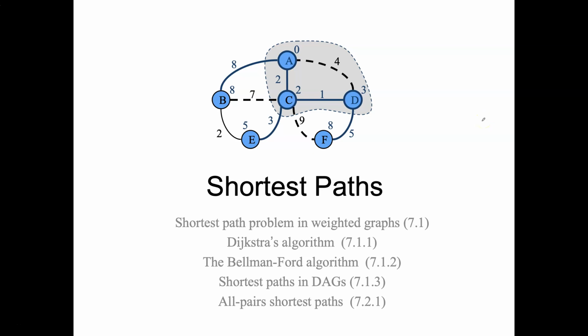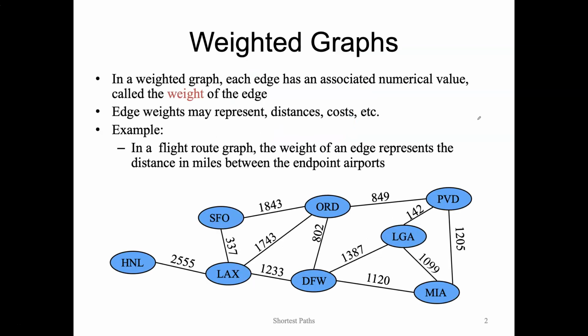In the next few videos, we'll see how to find a shortest path in a weighted graph. This problem appears often in everyday situations, from routing car traffic to routing internet traffic. So how does a weighted graph differ from a regular graph?